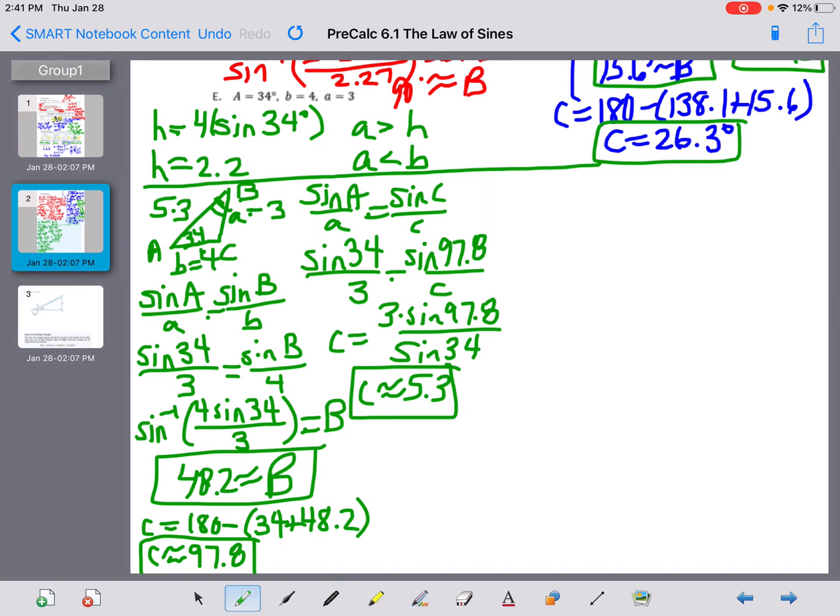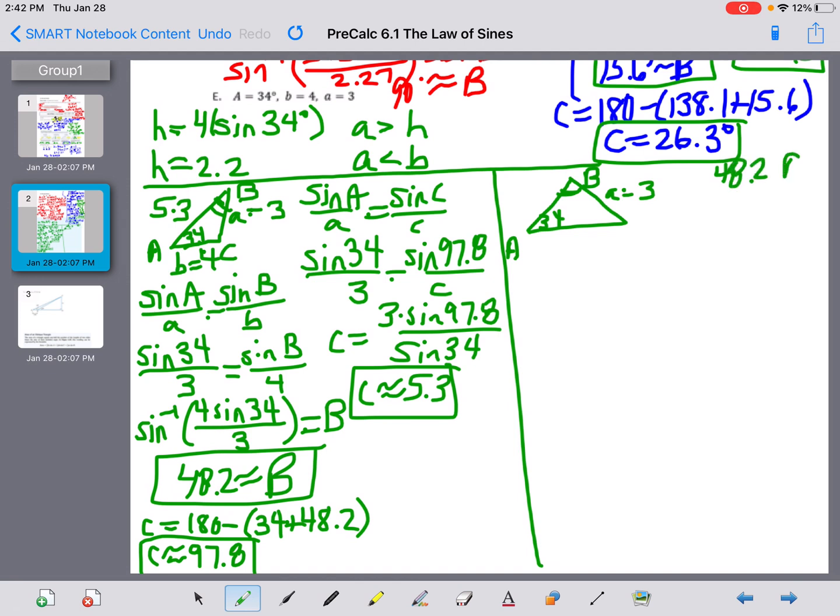I can't even fit all my things in there, but my B is acute. However, I could have taken this triangle, and my B could be obtuse, okay? So I could still have this 34 here. My little a over here could still be 3, but maybe this B was not 48.2. So how do I know if it's not 48.2? It's kind of like your reference angle. Since all my calculator will give me is a 48.2, that's my reference angle, I can do 180 minus that 48.2 to get its obtuse angle, right?